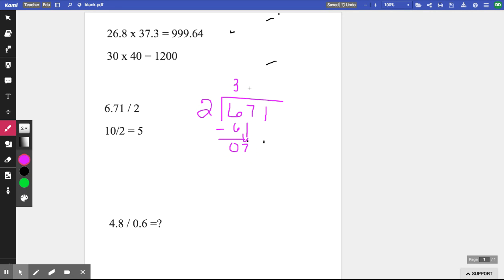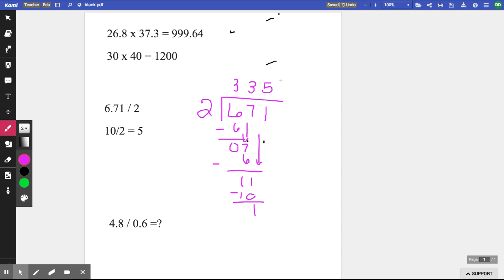2 can go into 7, again 3 times. 3 times 2 is 6. I subtract, and I bring down. 2 can go into 11 5 times. 5 times 2 is 10. I subtract. I have a remainder of 1, so we're going to just come back to this in just a second. So here's my answer up top.